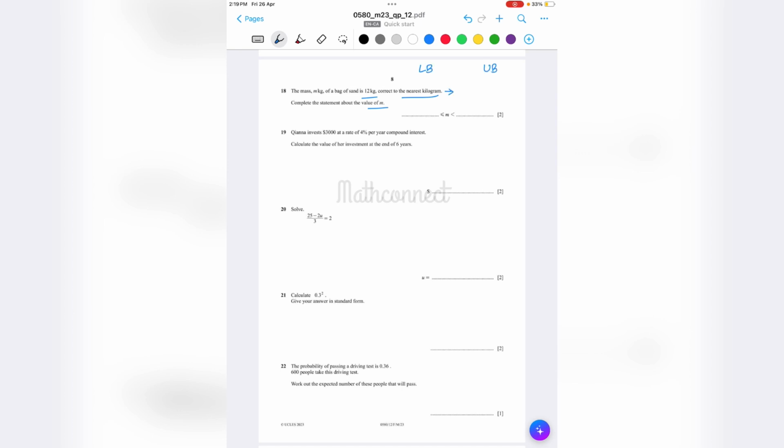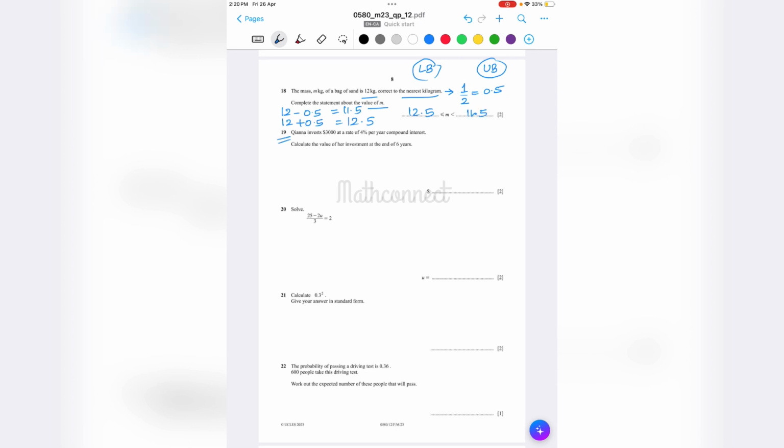It's given that it is to the nearest kilogram. So that's 1. We have to divide it by 2 to get the bounds. So 0.5. So in order to find the lower bound and upper bound, we are going to subtract 0.5 from 12 and also add 0.5 to 12. So this gives us 11.5 and 12.5. So 12.5 is less than or equal to m, which is less than 11.5.